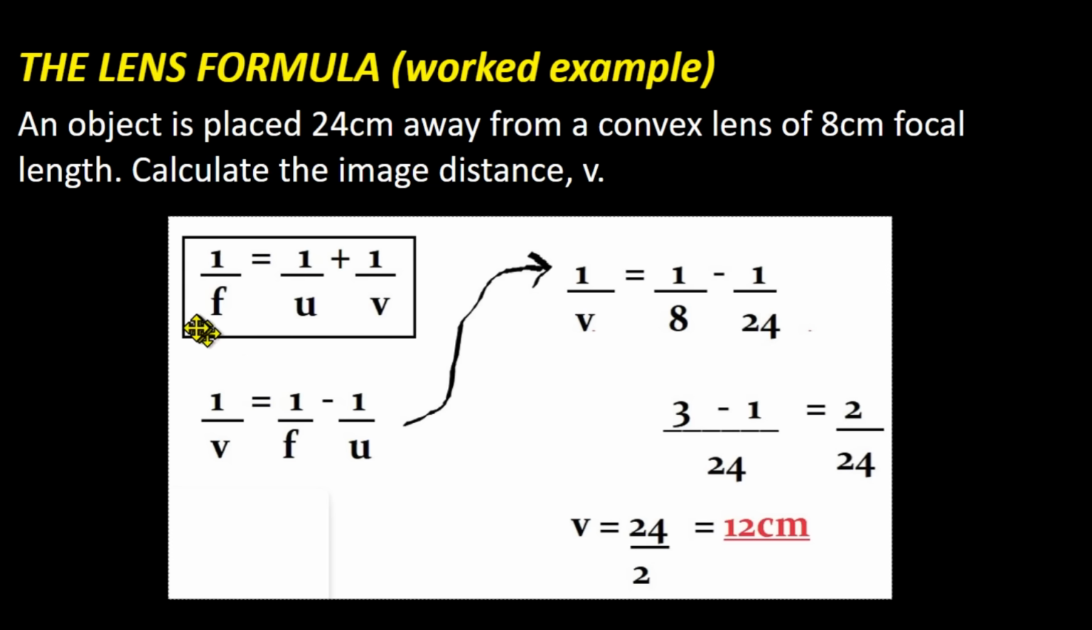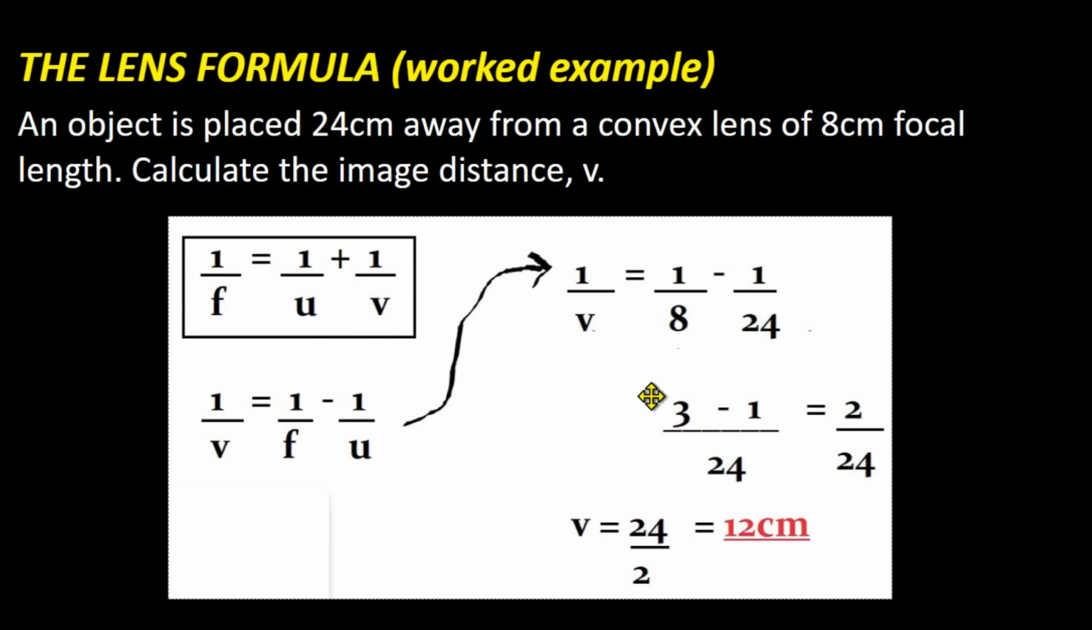We're going to use the formula here: 1 over F is equal to 1 over U plus 1 over V. We're going to have to rearrange this to find 1 over V. So 1 over V is equal to 1 over F minus 1 over U. So 1 over V is going to be 1 over 8 minus 1 over 24.